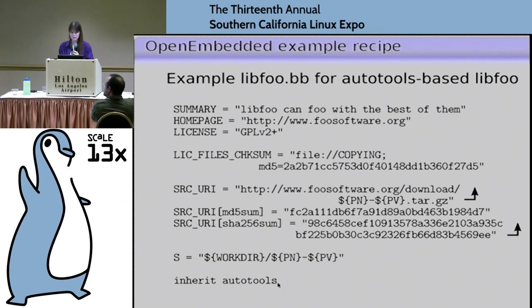This line just says inherit autotools. That says do all the normal things that you need to do for autotools, and it's automatic from that point. Unless you need to do something special to fix package-specific bugs, then this is all you need.